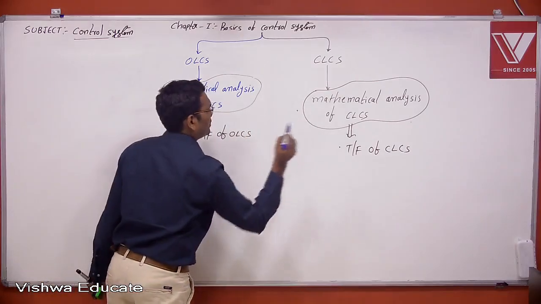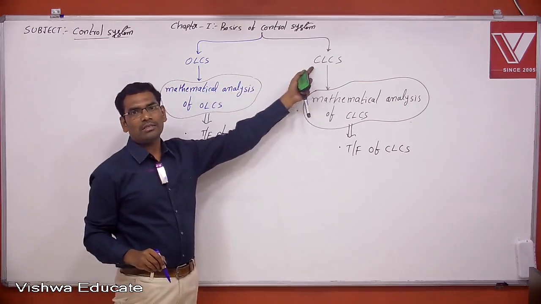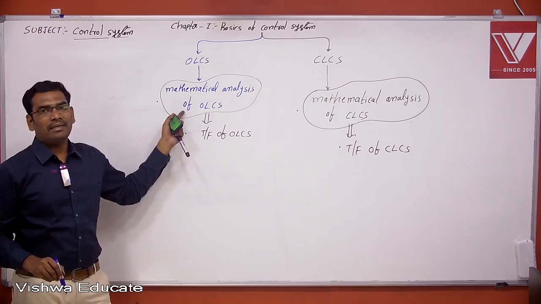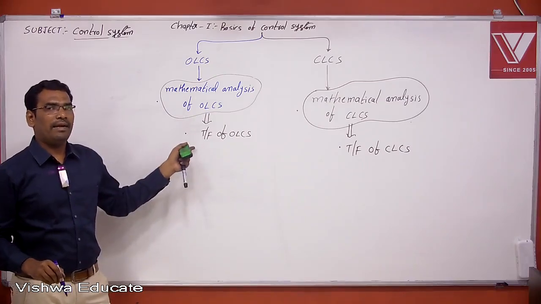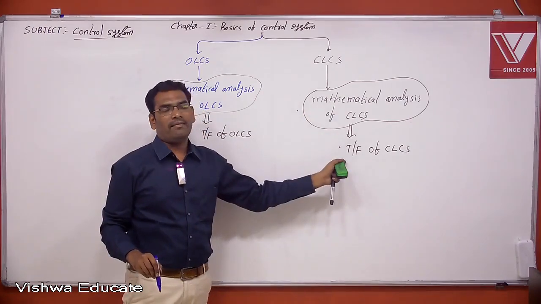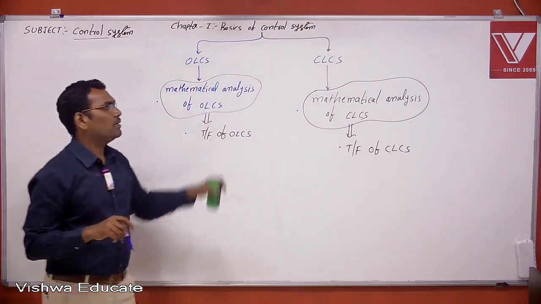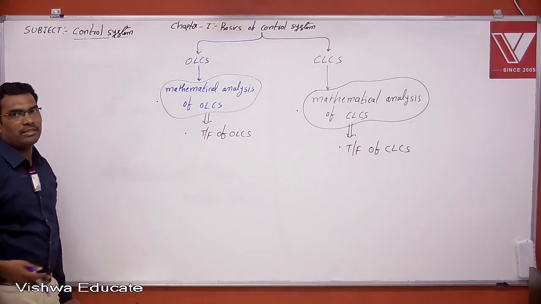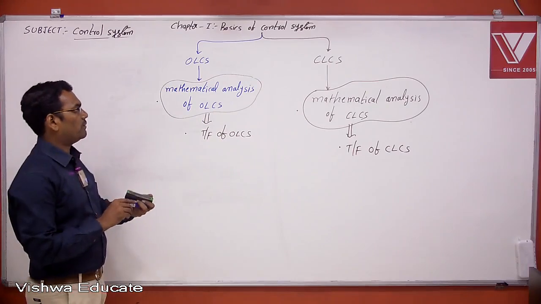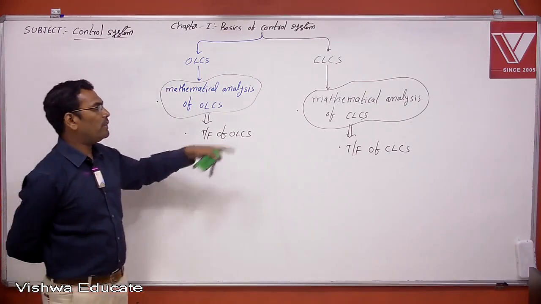We will try to finish these two because we know the open loop control system, we know the closed loop control system, and we want to see the mathematical analysis of open loop and find the transfer function, and see the mathematical analysis of closed loop and find the transfer function of closed loop, because we know the block diagram of open loop and closed loop. In such a situation, all these formulas and all these things are important. This is the overview of what we are going to discuss.